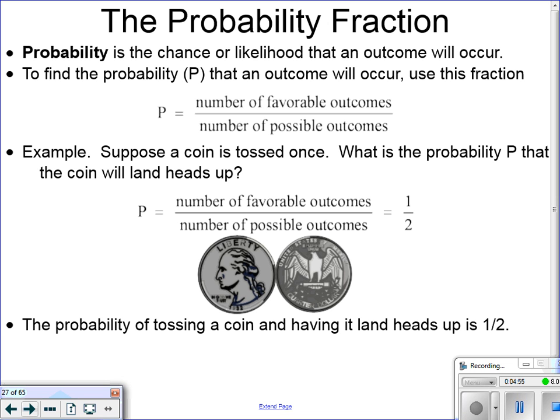So the probability of tossing a coin and having it land heads up is 1 out of 2. Okay, 1 over 2 for the fraction. And just like anything else with a fraction, we're always going to put them in simplest form. In this case, this one is already in simplest form.